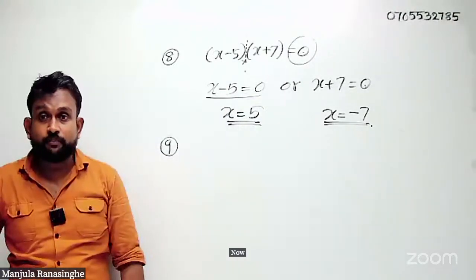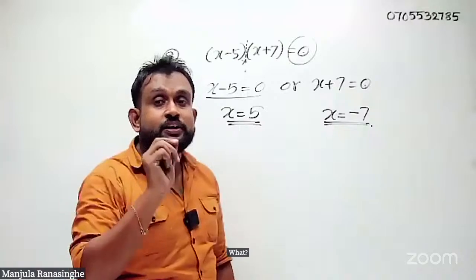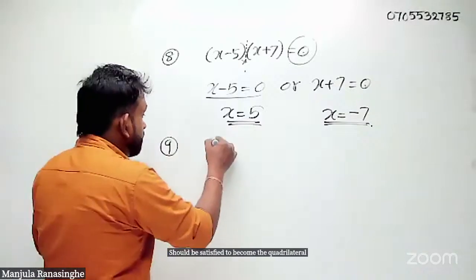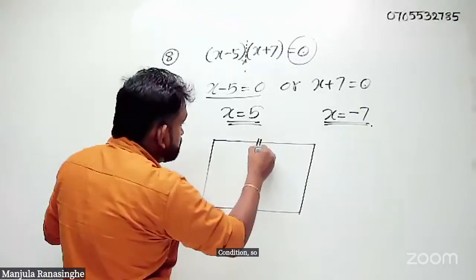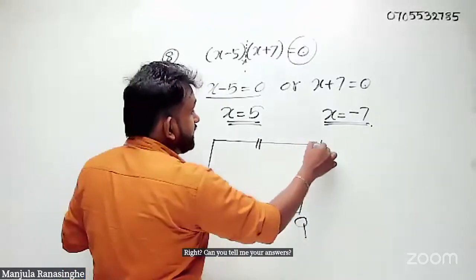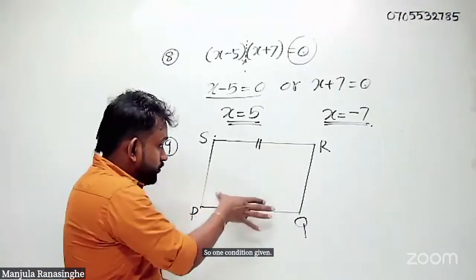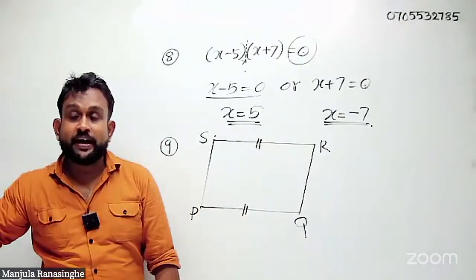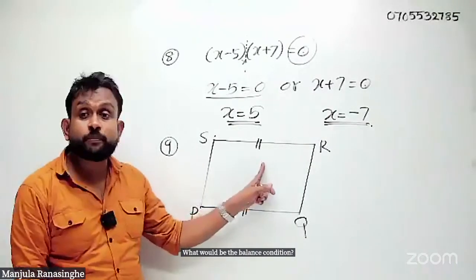Now we move to question number 9. Without the given information, what is the other condition that should be satisfied to make the quadrilateral PQRS a parallelogram? Right, without the given condition. So here one condition is given. Can you tell me your answers, those who completed it? Here there may be two answers. One condition given is SR equals PQ, two opposite sides equal. Okay. So they are asking what would be the balance condition to make this a parallelogram.